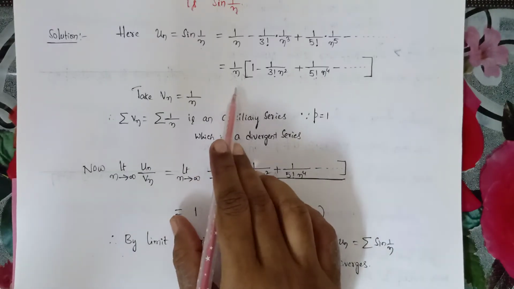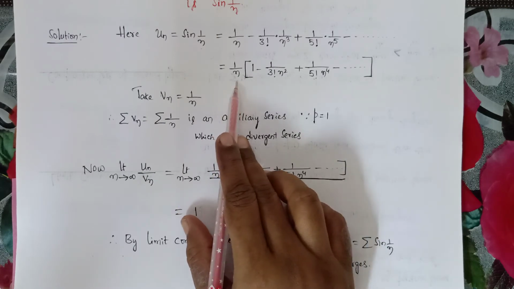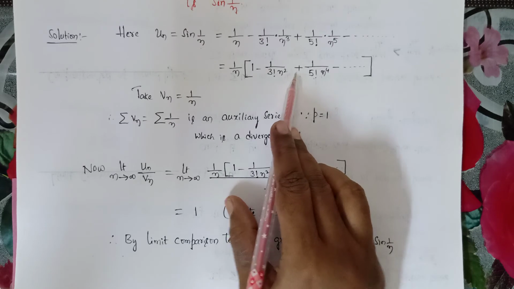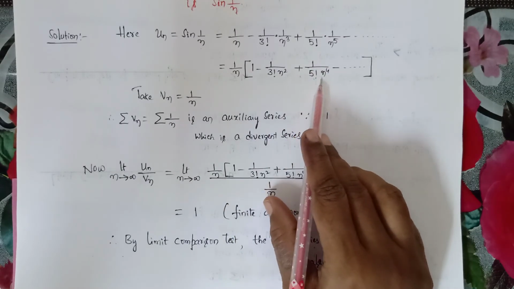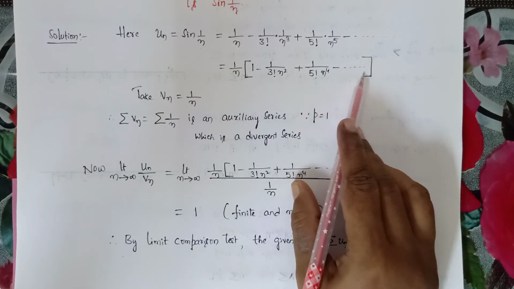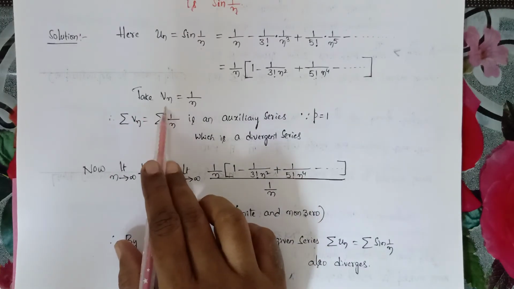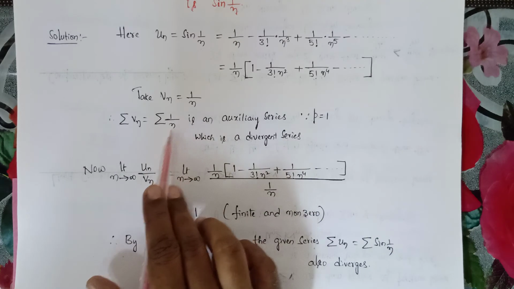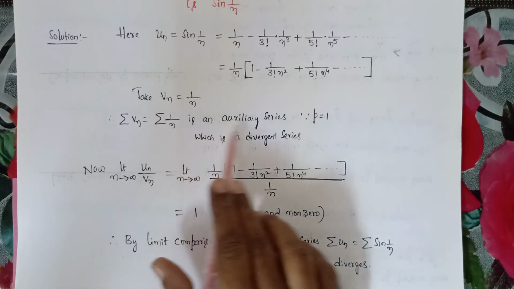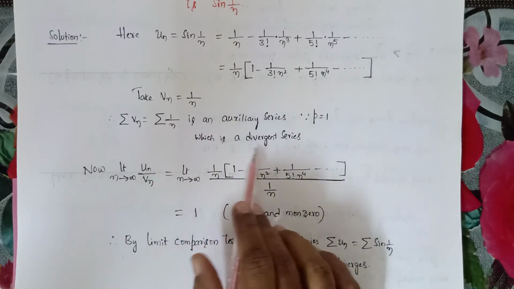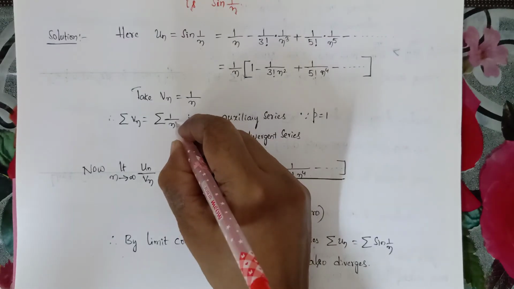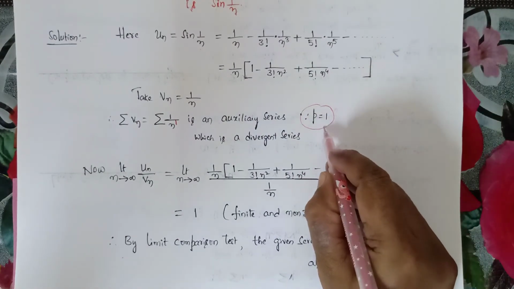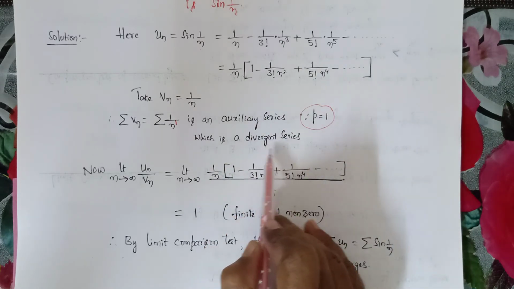We take 1 by n as common: 1 by n into 1 minus 1 by 3 factorial into n square plus 1 by 5 factorial into n power 4 minus and so on. We take Vn equal to 1 by n. Therefore, sigma Vn equals sigma 1 by n. As we all know, this is an auxiliary series, which is a divergent series, since here p equals 1; for p equal to 1, the auxiliary series is divergent.